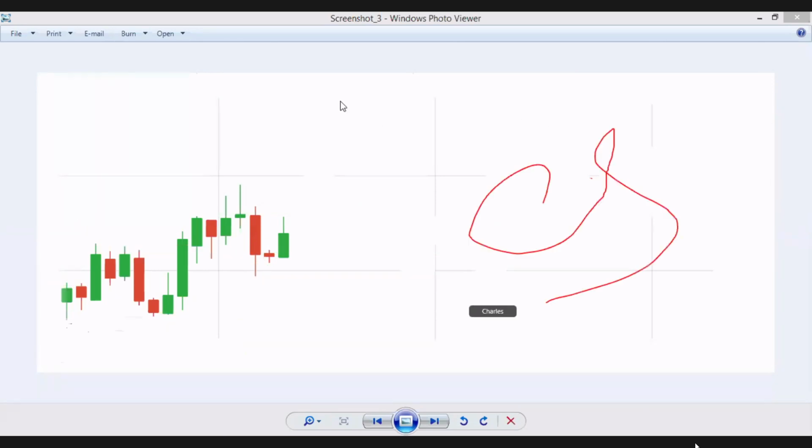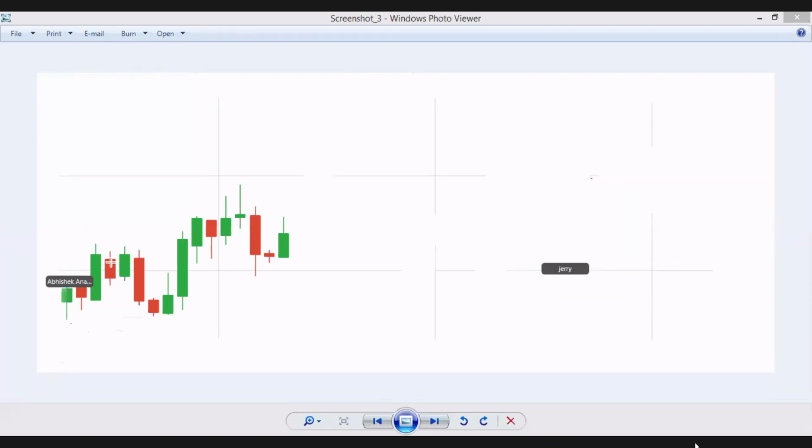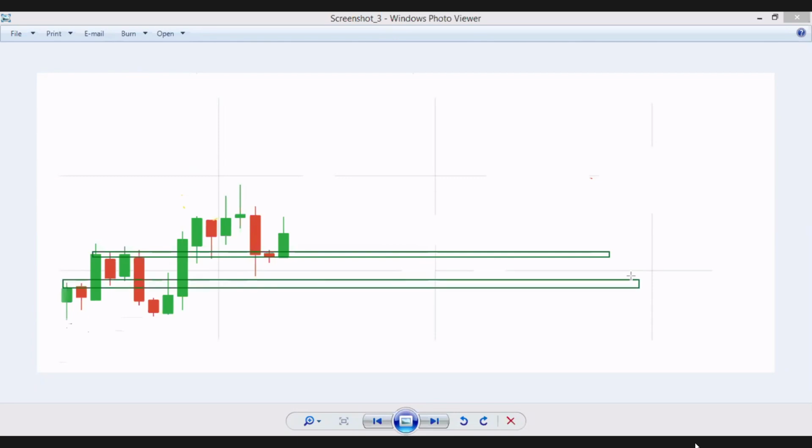So I will draw now. Okay, don't draw, I will draw for you. So it's a complete SNR level, right? So this one is a complete SNR level. Got it? There is no other level here, right? And there is another level here. It's also a complete SNR level. Okay, got it? So we have two complete SNR levels here. So in this chart we have only two complete SNR levels.